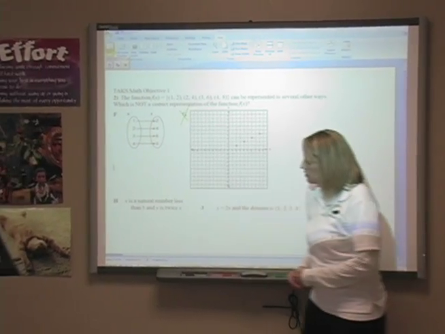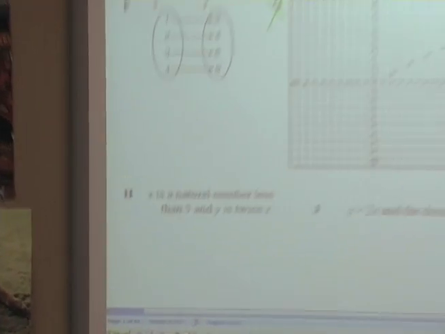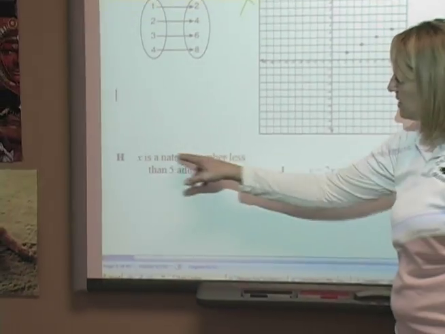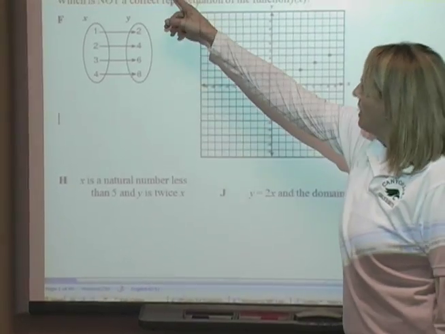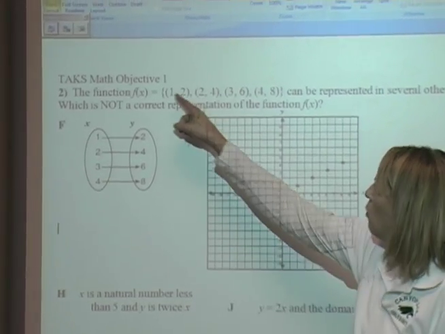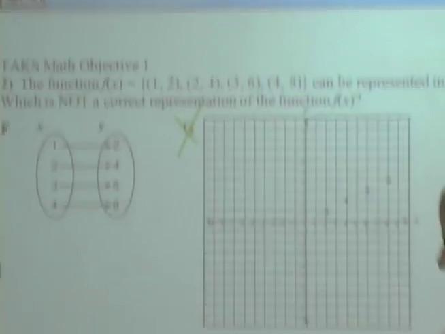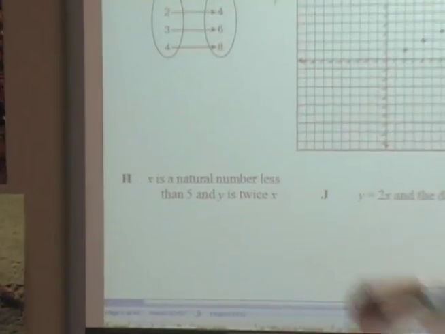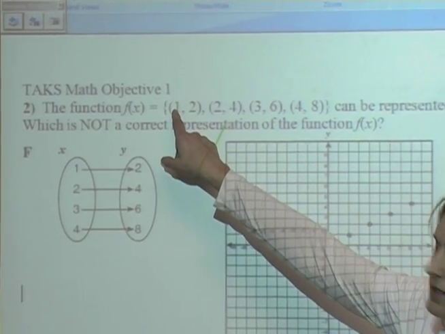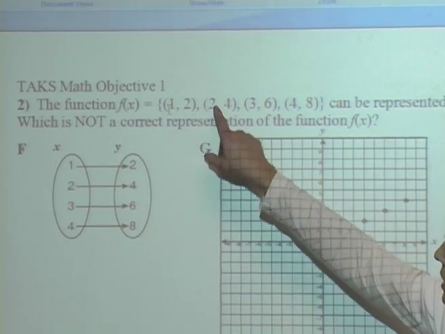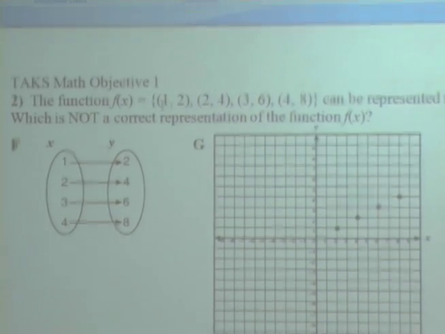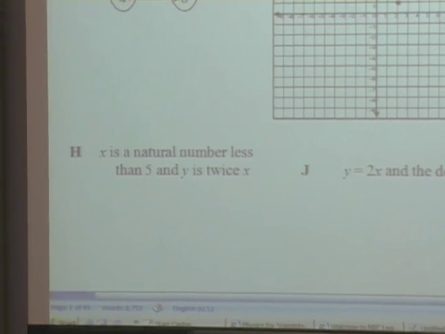Let's move down here to H. X is a natural number less than 5, and y is twice x. So when we look at x as a natural number less than 5, in my set, I do have x values that are natural numbers less than 5: 1, 2, 3, and 4. And it does appear that my y value is twice x. So my y value of 2 is twice what x is. 2 times 1 is 2, 2 times 2 is 4, 2 times 3 is 6, and 2 times 4 is 8. So that is a correct representation of this function.